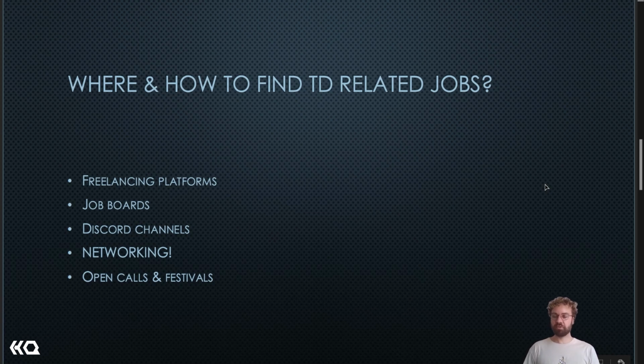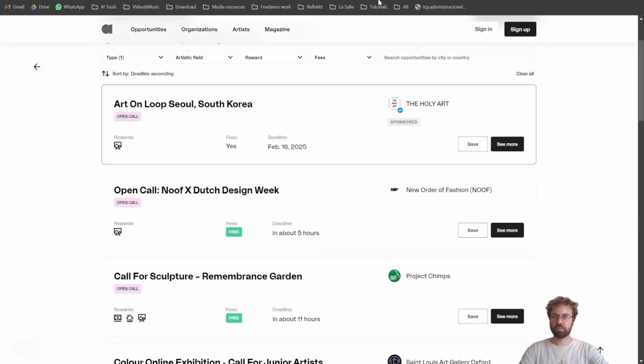All right, then the last point here is open calls and festivals. There's one website called Art Connect, and they always list open calls for exhibitions or festivals and stuff. Often the reward is just that you can show your art there. But sometimes they also have a budget for you, and they get you accommodation. So I would also keep checking that out.